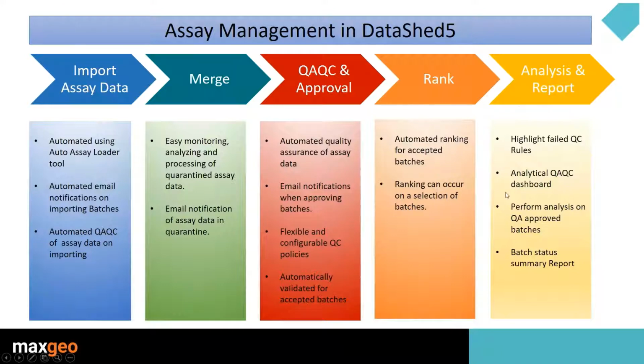In the analysis and the reporting side of things, you can see records will get highlighted when they're failed. When they've failed their QC rules, I'll be demonstrating this, and the QA/QCR dashboard, how we can analyze our standards and repeats data. And we've also added a batch summary report that highlights in groups what's been accepted, rejected, and queried.